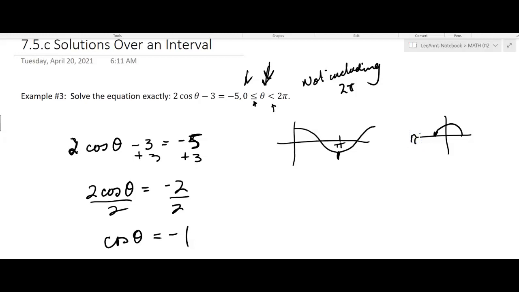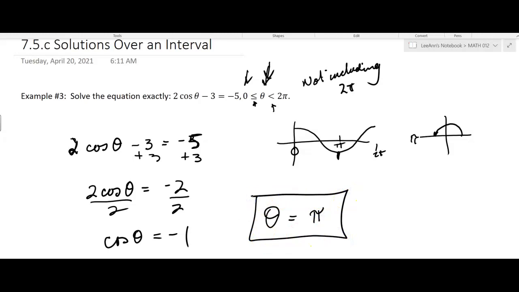We're not going to go around the circle multiple times. If you look at this interval from 0 to 2 pi, on your curve, you only see one solution, right? Like in the other two examples, we had like a bunch of solutions, but even if we were going around the circle once, there were still 2 solutions. But here we're only getting 1 solution. So theta equals pi, and we're done.